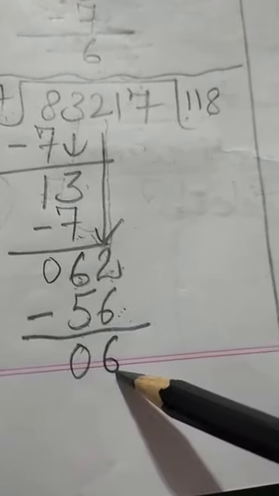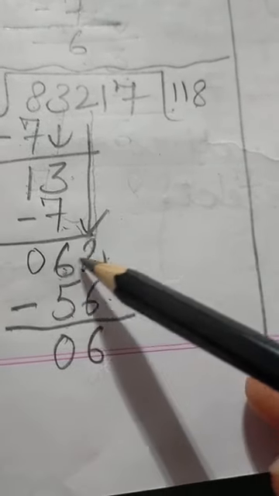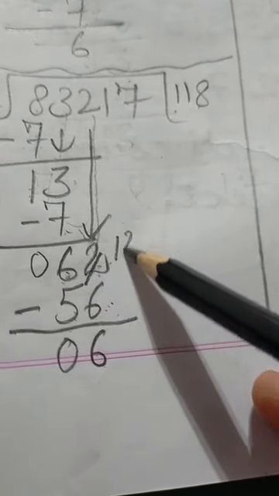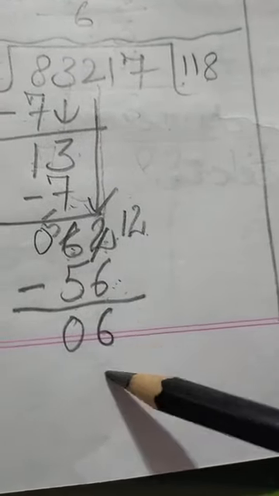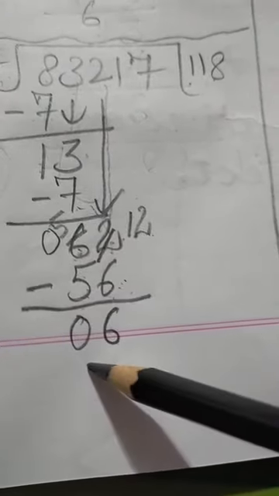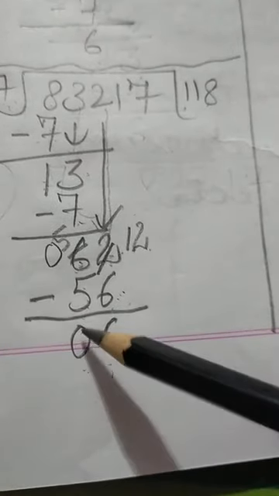2 minus 6 is not possible, so we will take 1 from here, and here it will be 12, and here 5 is left. 12 minus 6 is 6, and 5 minus 5 is 0. So we got 0, 6. 0 we will ignore, means only 6 is with us. Now what will be the next step?